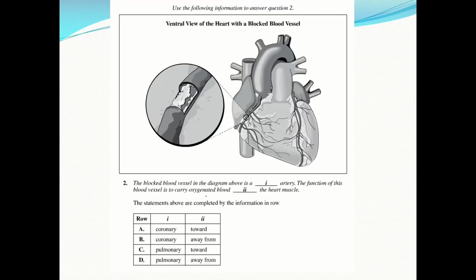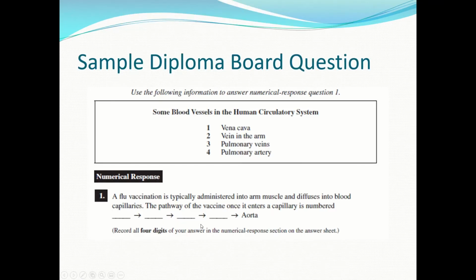A blocked blood vessel in the diagram is A. So these things on the outside of the heart are your coronary arteries. And the function of this blood vessel is to carry oxygenated blood toward the heart, right? Arteries are usually away, but not the coronary artery.